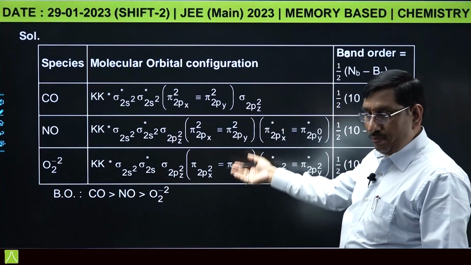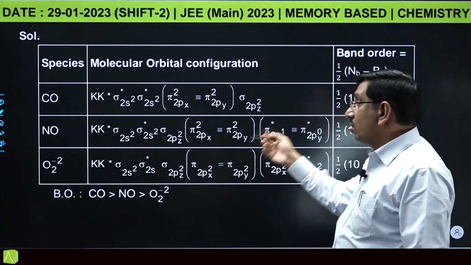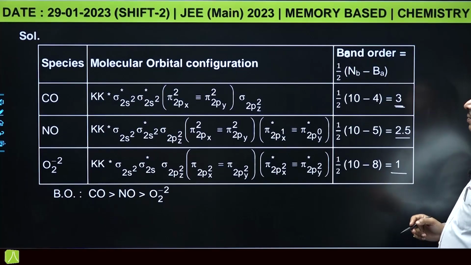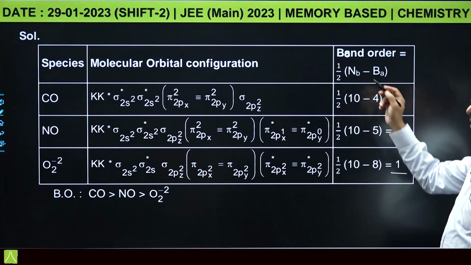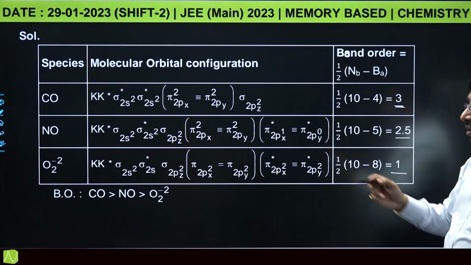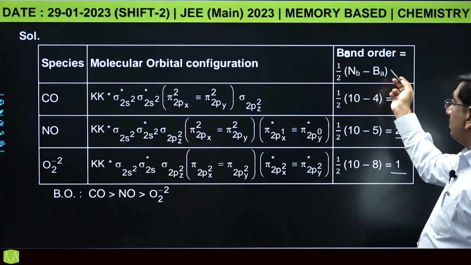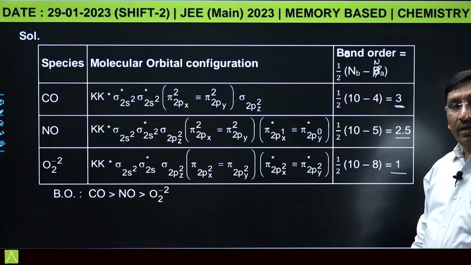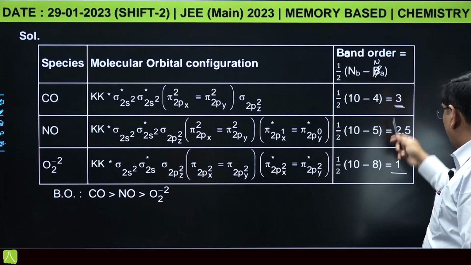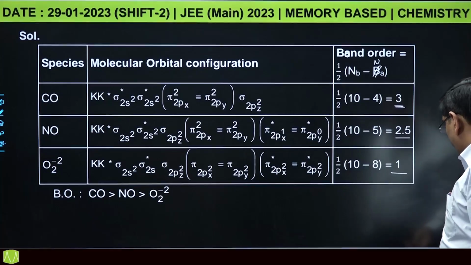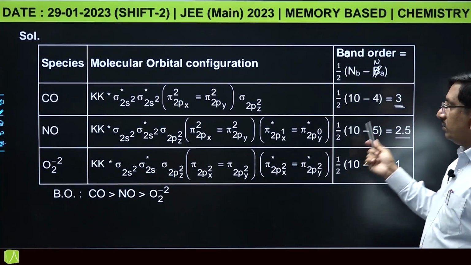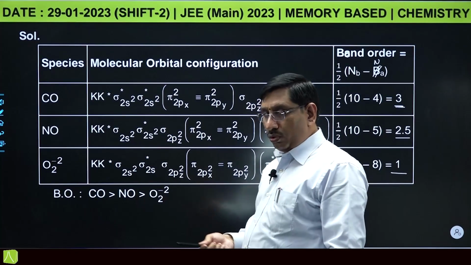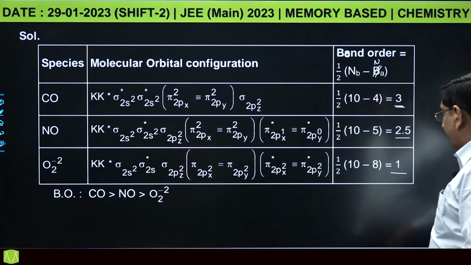By writing the molecular orbital configuration, we can calculate bond order by using this formula half into (Nb minus Na). Nb means number of bonding molecular orbital electrons, and Na means number of anti-bonding electrons. So, this is the calculation. Now, the order is CO greater than NO greater than O2 2-.